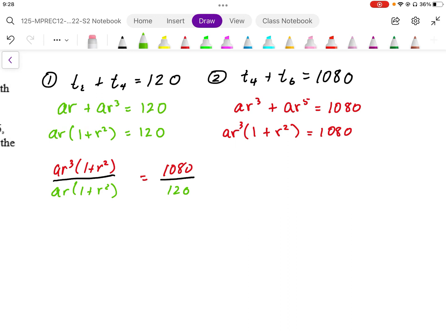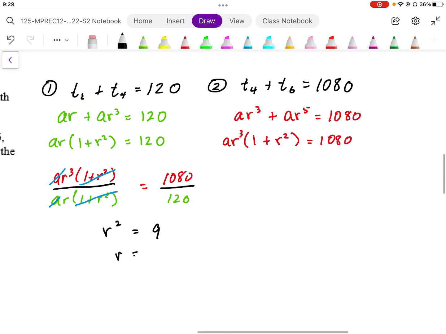Now, essentially, this is the same as doing a substitution for 1 plus R squared. And what ends up happening then is I can cancel out some common factors here. Those 1 plus R squareds are common factors because the whole bracket matches. The A's cancel out. And I end up with R cubed over R, which becomes R squared, is equal to 1080 divided by 120. That works out to be 9, and that allows me to solve for R. R is equal to plus or minus 3.